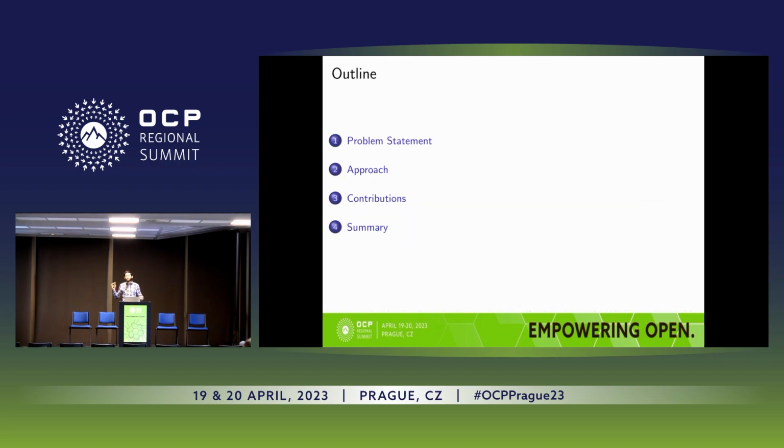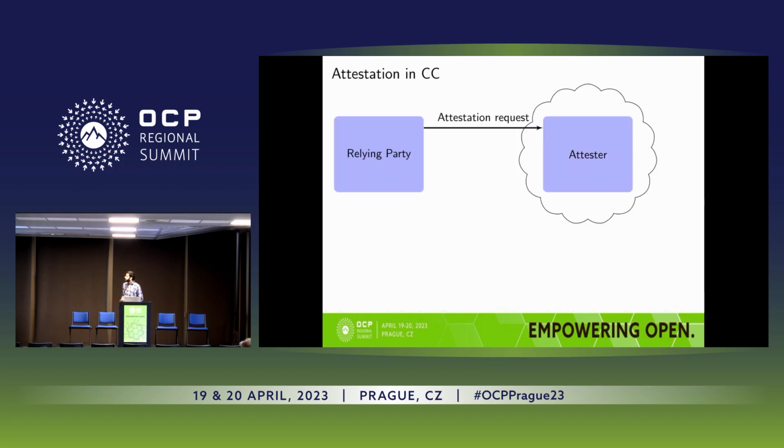I have designed the outline as follows. I will first state what the problem statement is, what we were focusing on, and then our approach. Then I will talk about the specific contributions we have made over the state of the art, and finally summarize the talk. Okay, so attestation in confidential computing.